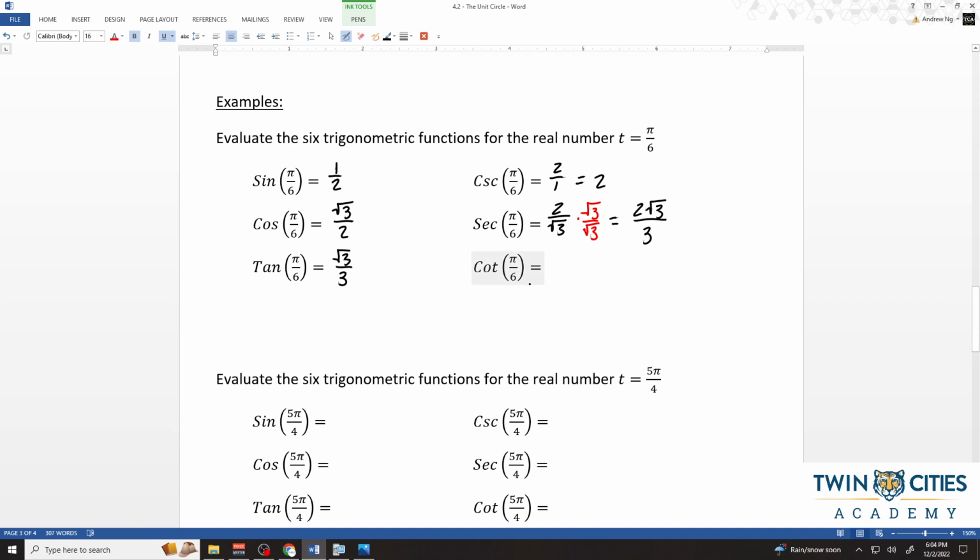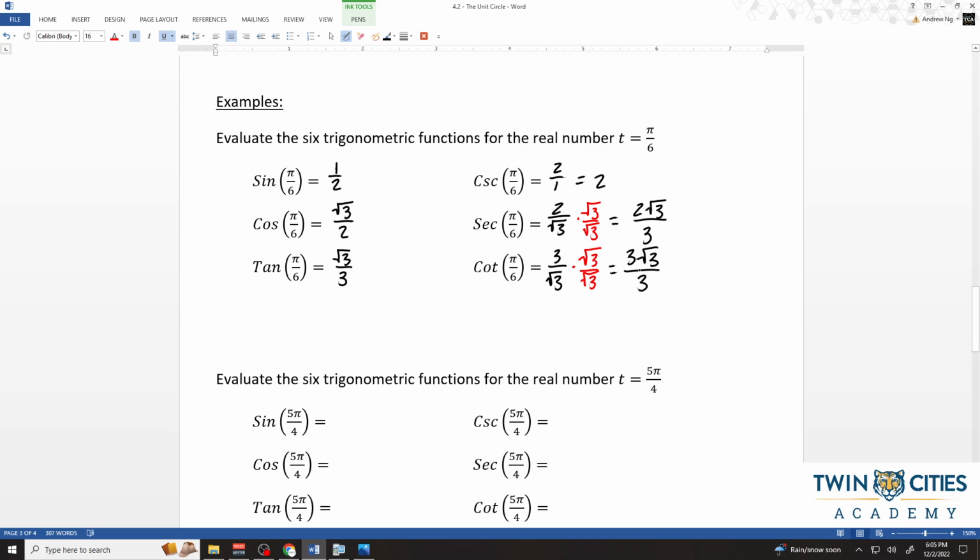And the cotangent. So if the tangent is the square root of 3 over 3, then the cotangent is going to be, let's find the reciprocal, 3 over the square root of 3. Now, same thing as secant. I don't really like this square root of 3 in the bottom here, so let's rationalize the denominator. Let's multiply by square root of 3 over square root of 3. All right, 3 square root of 3 on top. And the square root of 3 times square root of 3, so square root of 3 squared, will leave 3.